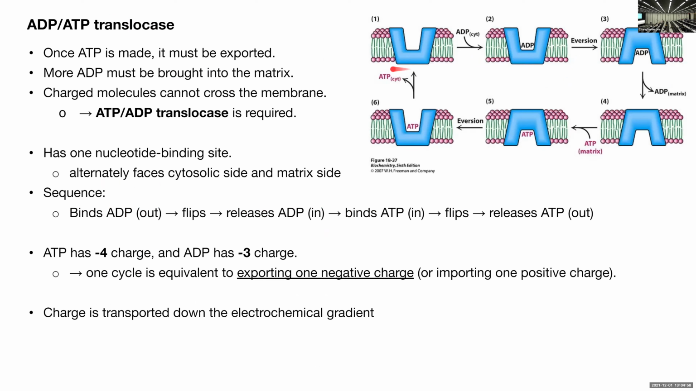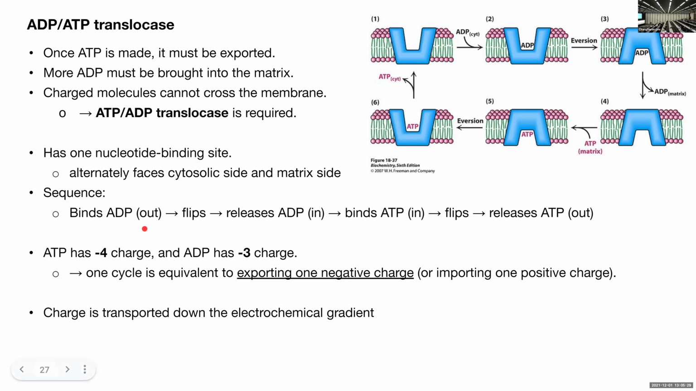Translocase kind of flips around, getting the ADP into the matrix and the ATP out of the matrix. How it works is that it binds to ADP outside the matrix, in the inner membrane space, then flips and releases ADP inside the matrix, then binds the ATP, and then flips again to release the ATP to the inner membrane space.